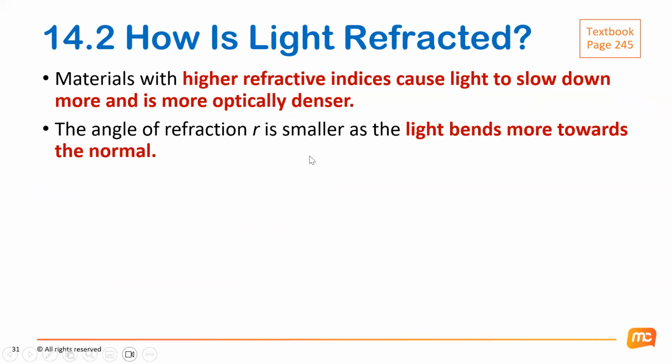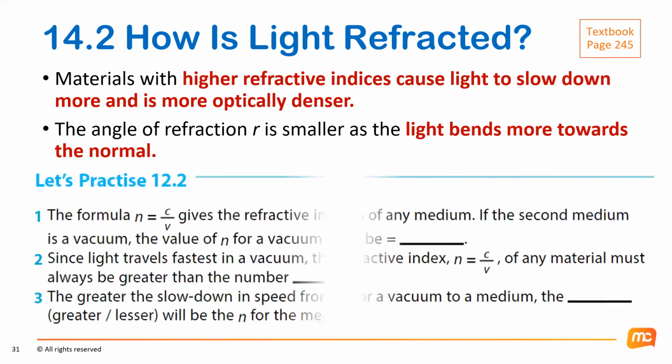Okay, so you can see over here, summary. The larger the refractive index, light will slow down even more because it's more optically dense, and when light slows down even more, it will bend even more. When it bends more, the angle of refraction will be smaller.